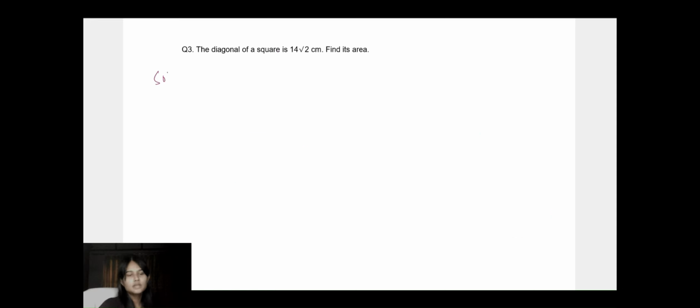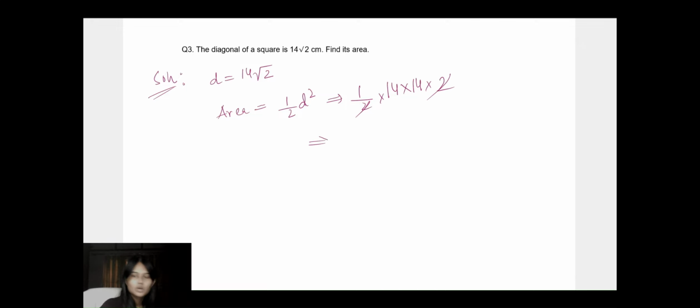Alright. What is given to us? The diagonal of a square is 14 root 2. Find the area. We know that area of a square is half diagonal square. That is half into 14 into 14 into root 2 square, which is 2. Then we get 196 centimeter square.